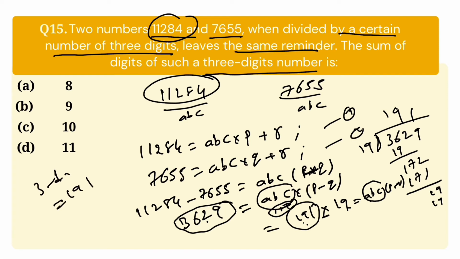But the question is not this one. What are they asking? The sum of digits. So 1 plus 9 plus 1, which is equal to 11. So option 4 is giving this result.